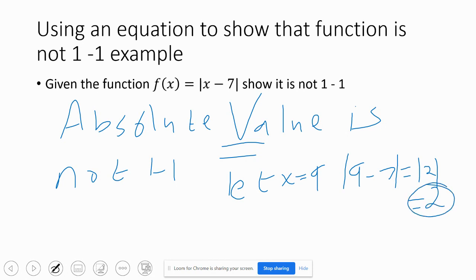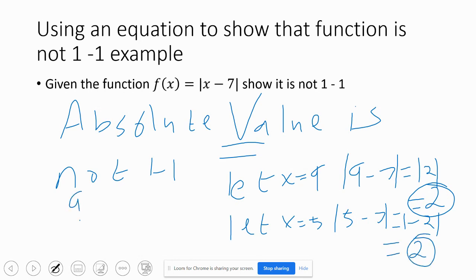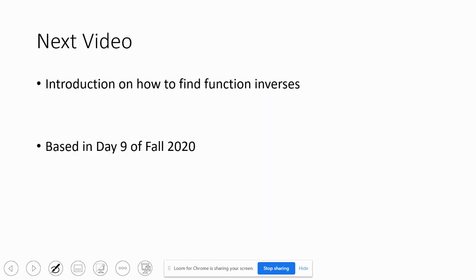Now, let's say x equaled 5. Well, 5 minus 7 is -2, and the absolute value of -2 is also 2. So 9 and 5 both go to the same value 2, preventing this from being a one-to-one function. And that's the way you do it by picking points. Just pick two points that will give the same value. It's not the easiest way to do it, but it always works.